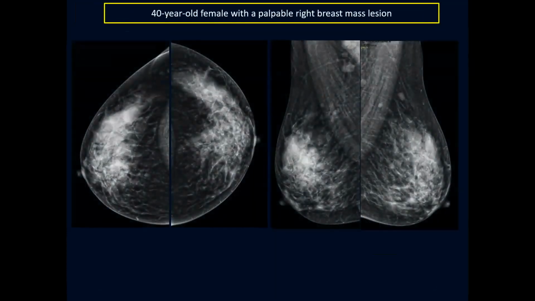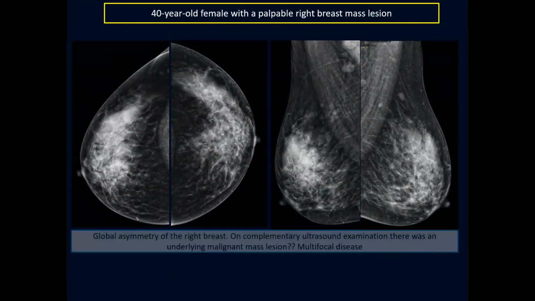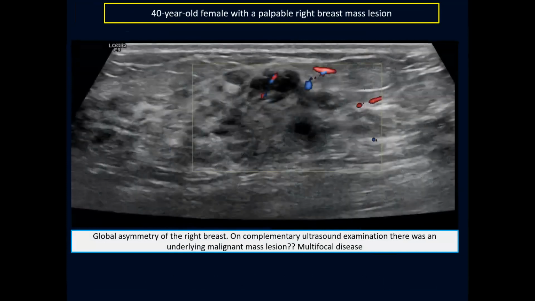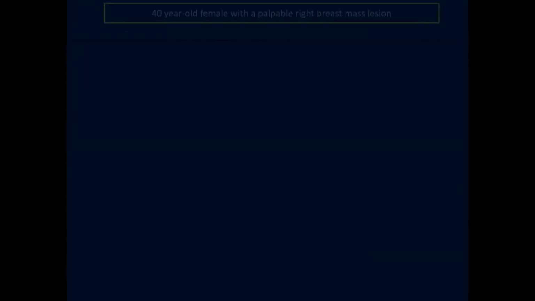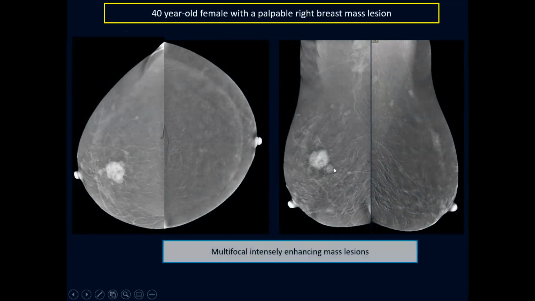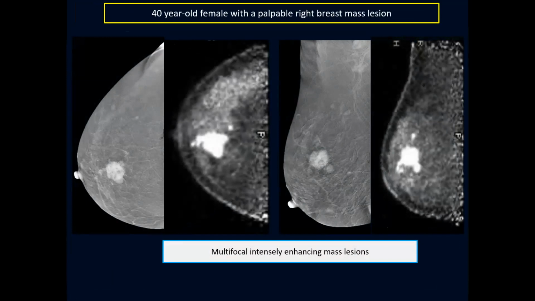This is a 40-year-old female with a palpable right breast mass lesion. She had a global asymmetry of the right breast, and on complementary ultrasound examination, there was an underlying malignant lesion, and we suspected that it was a multifocal lesion. This was the contrast mammogram, which revealed two adjacent mass lesions within the right breast. And this was the PEM, which added even more lesions to the contrast mammogram with a much wider extension than the contrast mammography.